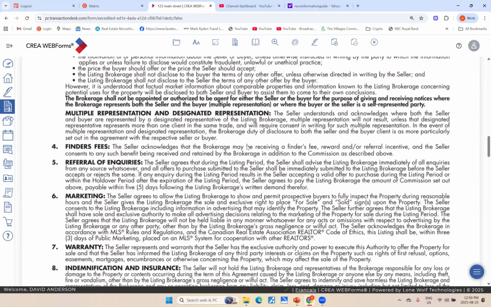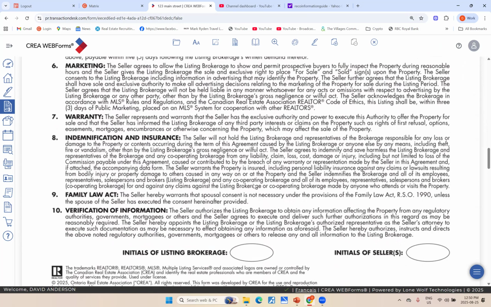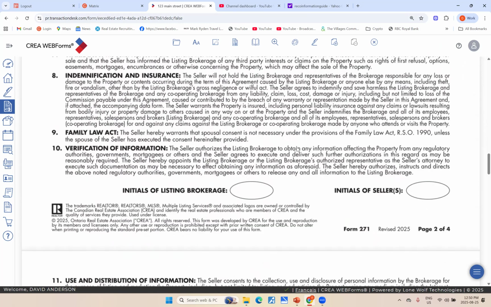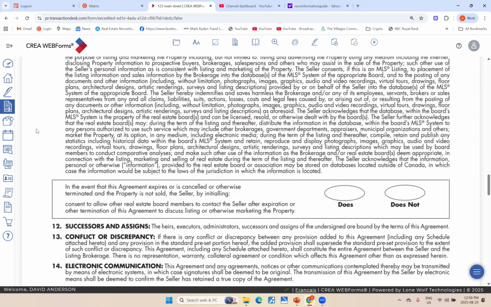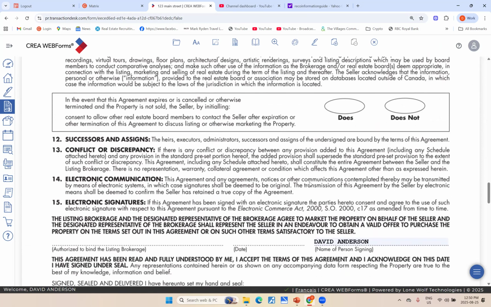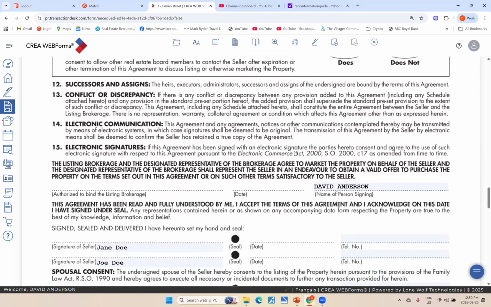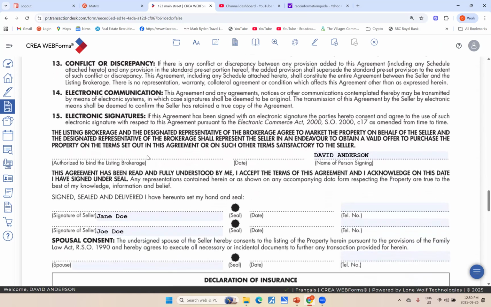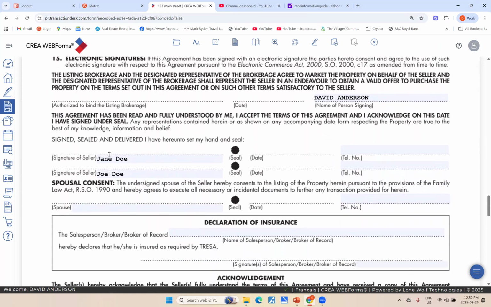Skip through and let's look at all the things that we need to make sure. So, initials for the listing brokerage, initials for the seller. In the event that this agreement expires or is canceled or otherwise terminated and the property is not sold, the seller, by initialing, does or does not consent to other real estate board members to contact the seller. We always initial does not. We don't want the sellers bugged after it's been canceled. Then we go down and we sign it here, date it, and put your name. And the sellers put their signature, the date, and their information here.